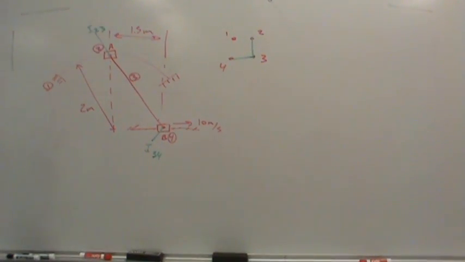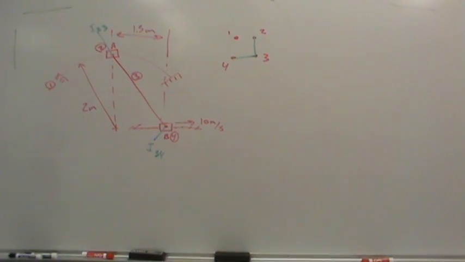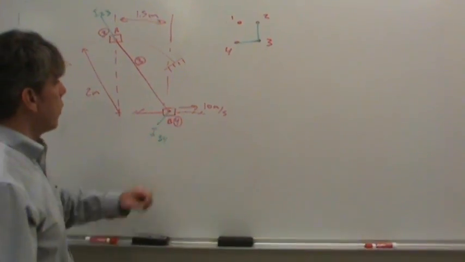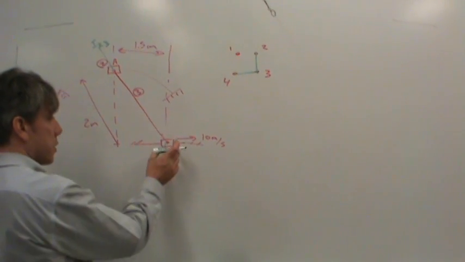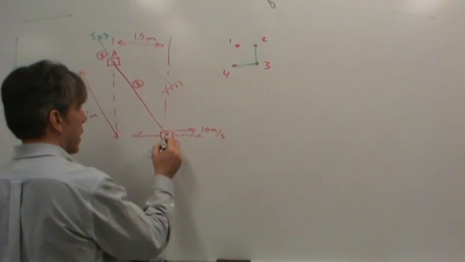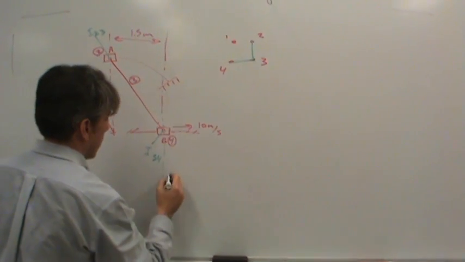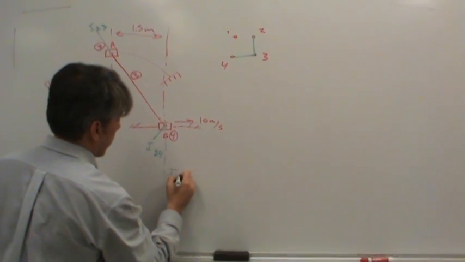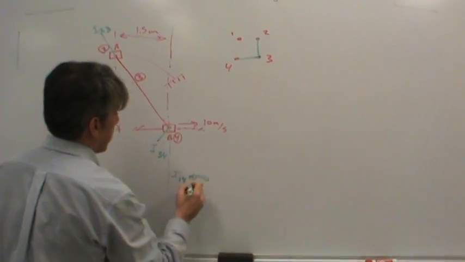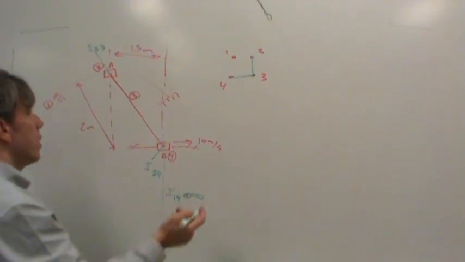How about the instant center between, let's see, what else is obvious? How about between 4 and 1? Well, remember, since this is pure sliding motion, then the instant center between 4 and 1 is at infinity along this line. So 1 to 4 has been found.